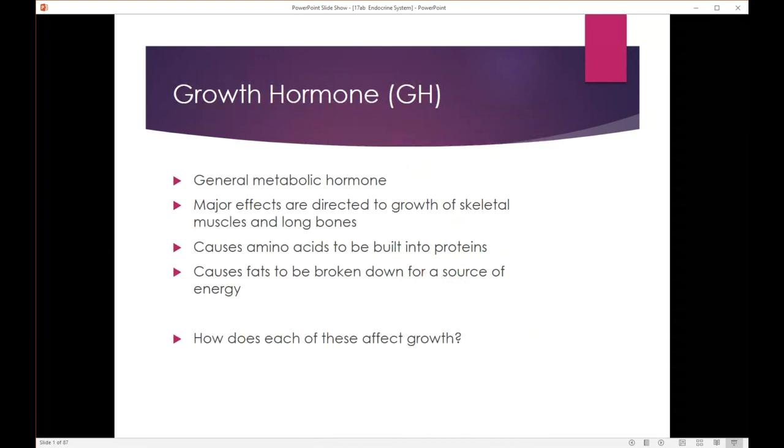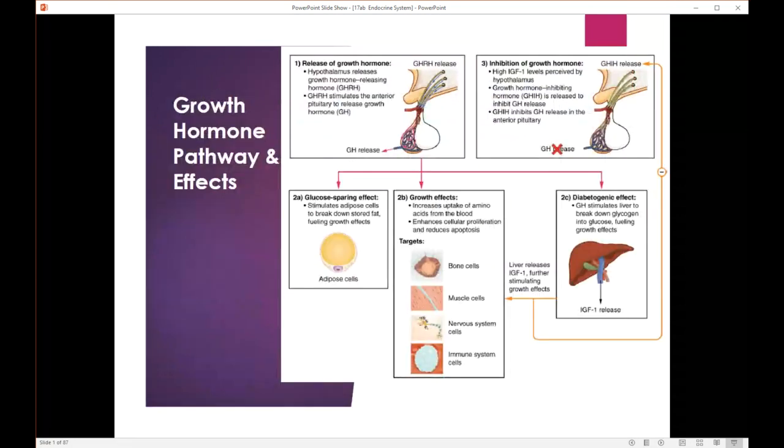Okay, so the growth hormone is a general metabolic hormone. This helps us to grow, right? So we talked about this when we talked about the skeletal system and the muscular system. The major effects of that growth hormone is that we're going to see the growth of our skeletal muscles and our long bones. It causes our amino acids to be built into proteins to be stored as the muscles, and we also can cause fats to be broken down as a source of energy, right? And so both of those are going to affect growth.